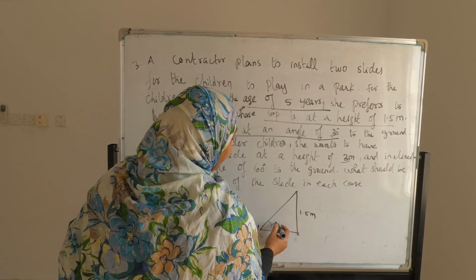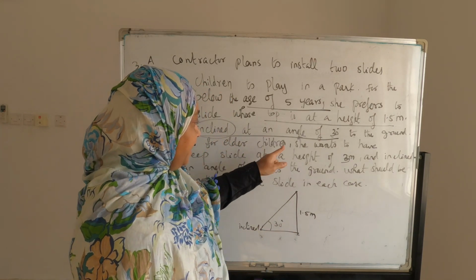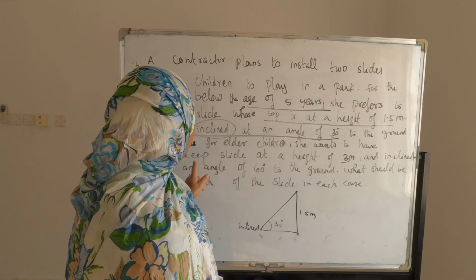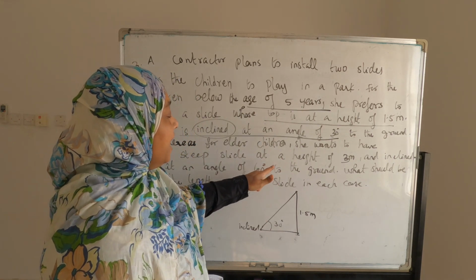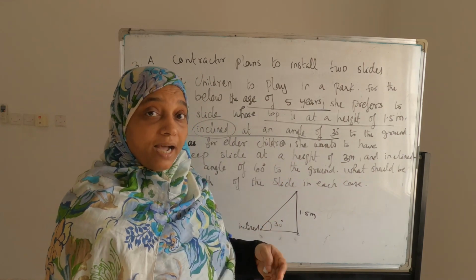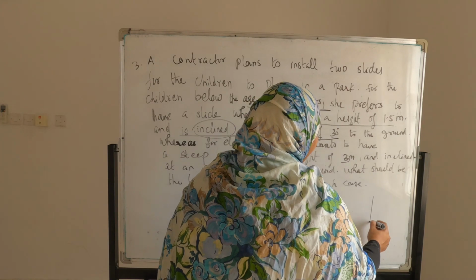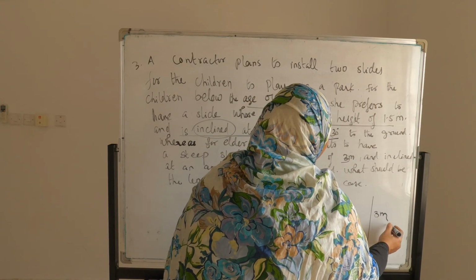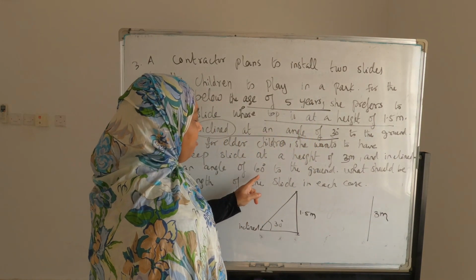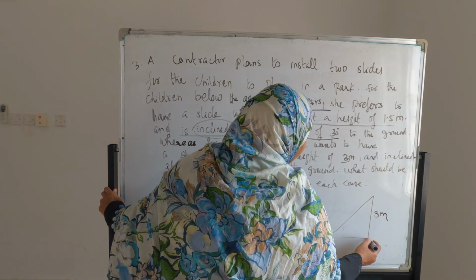It is making 30 degree to the ground, whereas for elder children, she wants to have a steep slide at a height of 3 meter. She wants another slide for the elder children, whose height is 3 meter and which is inclined at an angle of 60 degree to the ground. Again, the inclination is 60 degree from the ground.